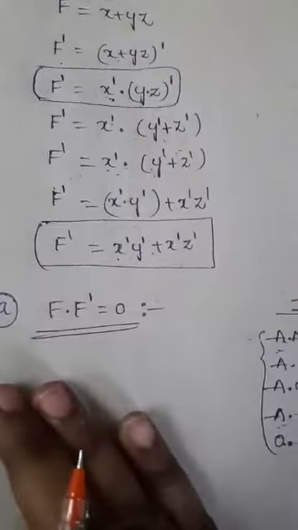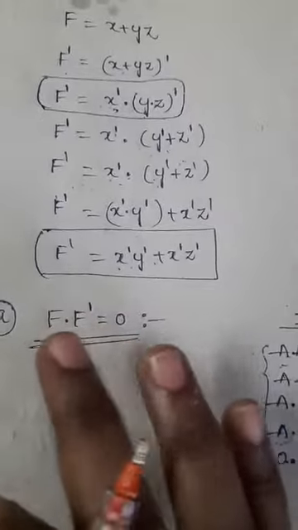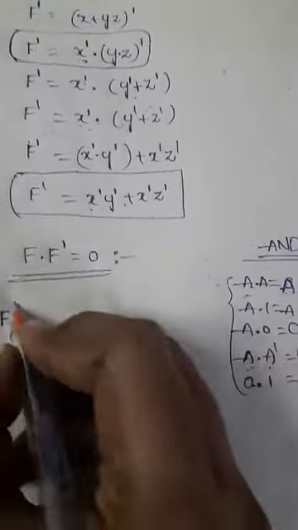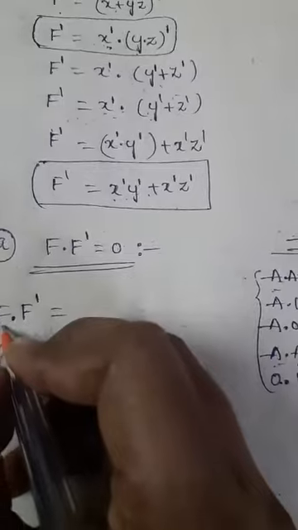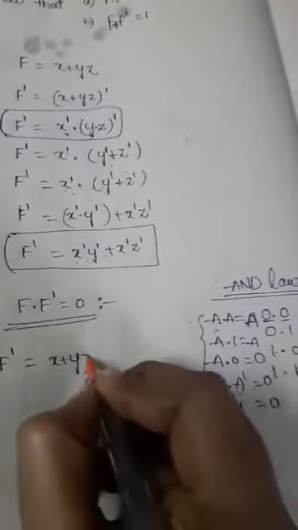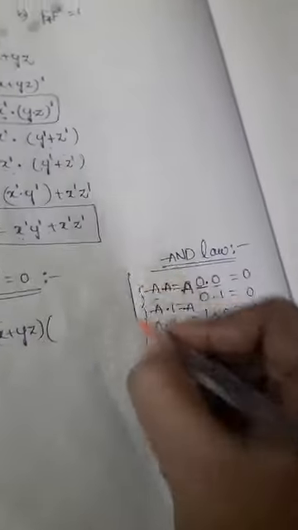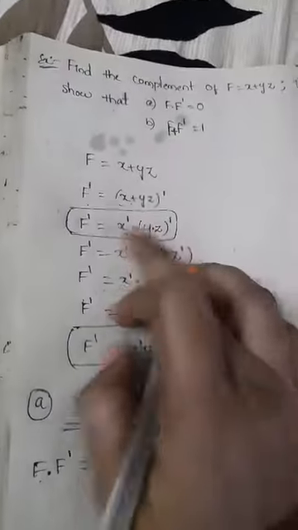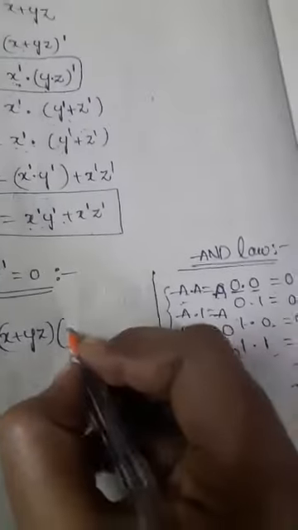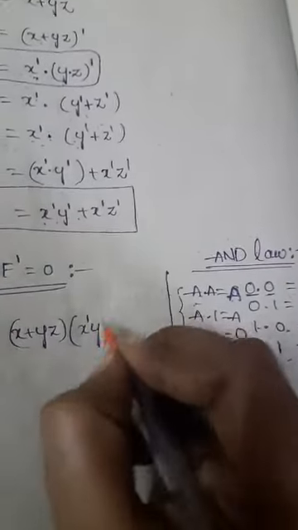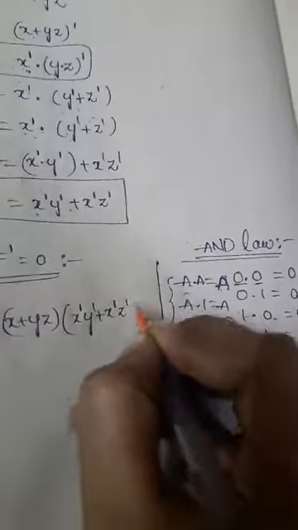Okay, so now we substitute the f function, that is x plus yz. Check whether it is equal to 0 or not. So what is the f function here, that is x plus yz, into the f complement function, that is nothing but, I can take this value. x complement, that's your wish, you can take this value, no problem. I will go with this function, x complement y complement plus x complement z complement.